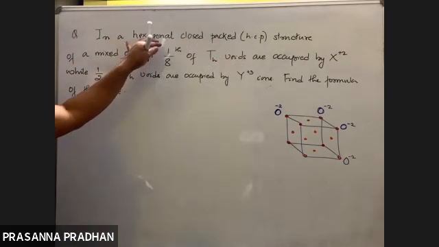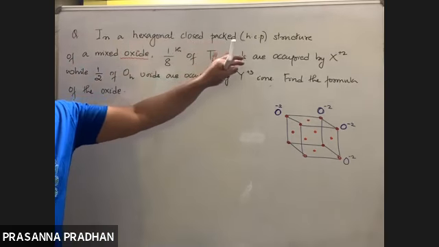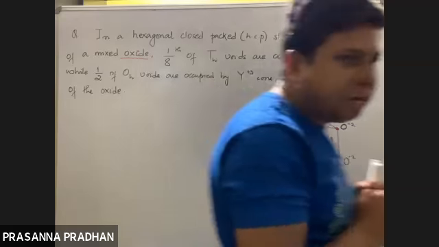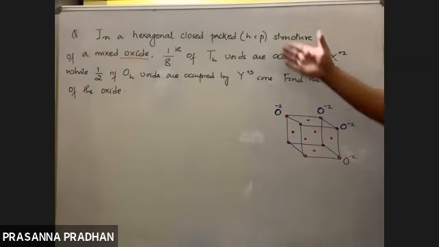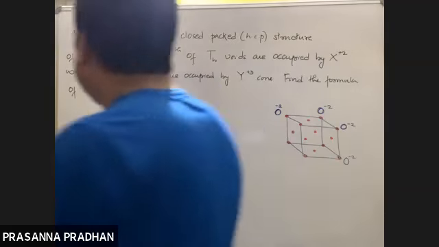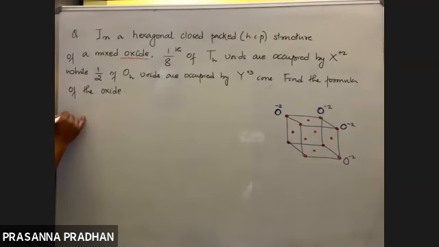Oxide ions, they occupy the lattice points of an HCP structure. So how many oxide ions will there be in HCP? Do you know how many oxide ions are there in the HCP structure? How many lattice points are there? You don't know, so how much will you assume? X. So we'll assume X now again.